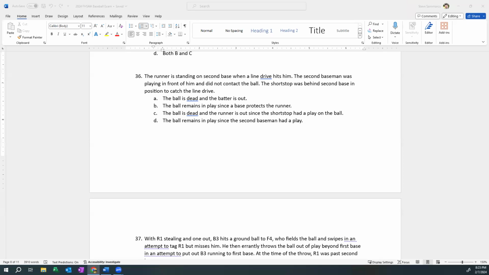Has to pass him. It says the runner is contacted by a fair batted ball before it touches an infielder or after it passes any infielder except the pitcher, and the umpire is convinced another infielder has a play. It doesn't say anything about it touching anybody. Right. So D. Clearly, the second baseman didn't touch it, and clearly the shortstop had a play on this ball.